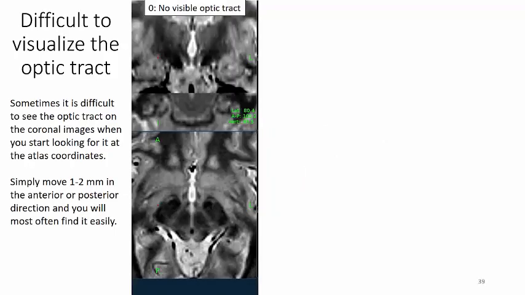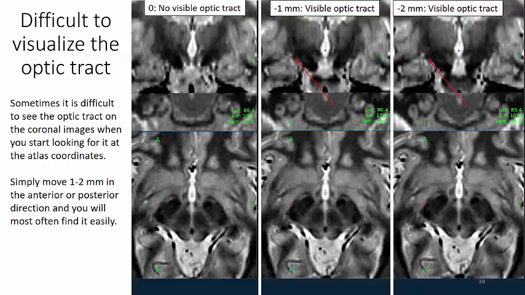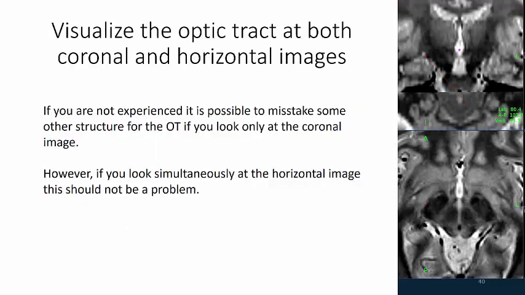Sometimes it is difficult to see the optic tract on the coronal images when you are starting looking for it at the atlas coordinates. Simply move 1 to 2 mm in the anterior or posterior direction and you will most often find it easily. Remember also to visualize the optic tract at both the coronal and horizontal images. If you are not experienced, it is possible to mistake some other structure for the optic tract if you look only at the coronal image. But if you look simultaneously at the horizontal image, this should not be a problem.